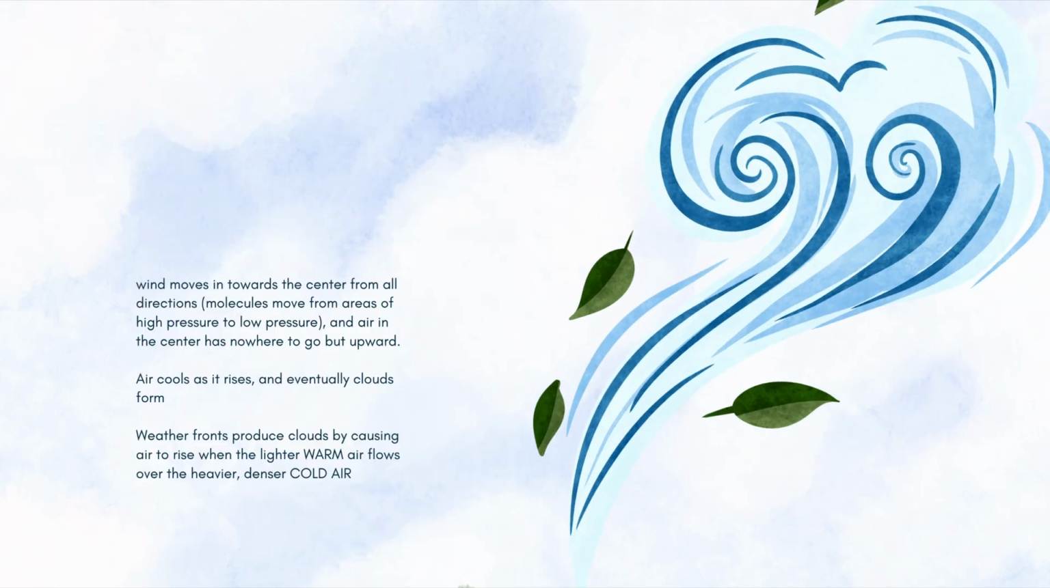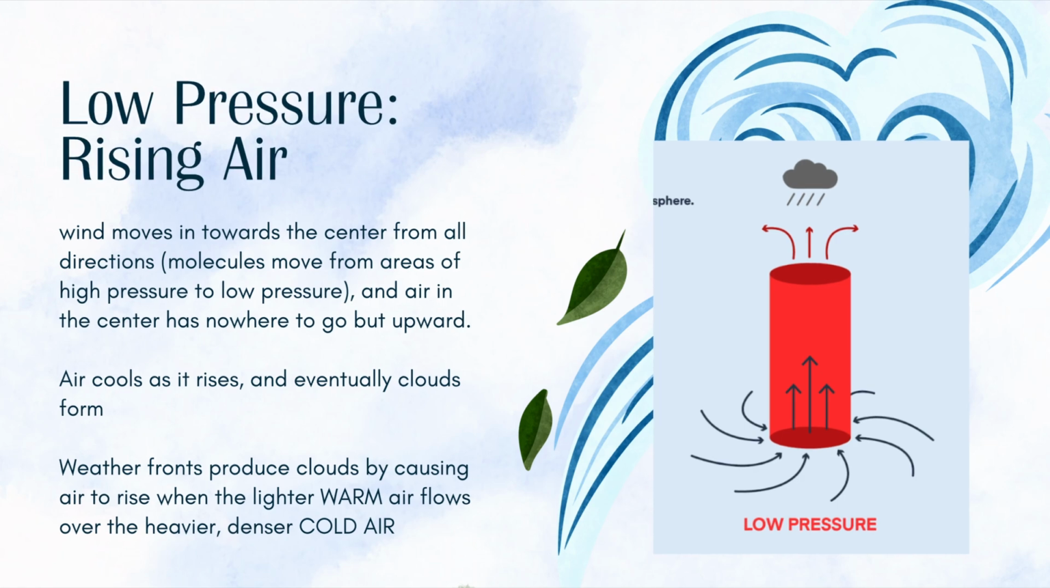But in low pressure systems, the air rises and wind moves in towards the center from all directions, because molecules move from areas of high pressure to low pressure. And then the air in the center has nowhere to go but upwards, so this creates the rising cycle. The air cools as it rises, and eventually clouds will form from the condensation. So weather fronts produce clouds by causing air to rise when the lighter, warm air flows over the heavier, denser, cold air.